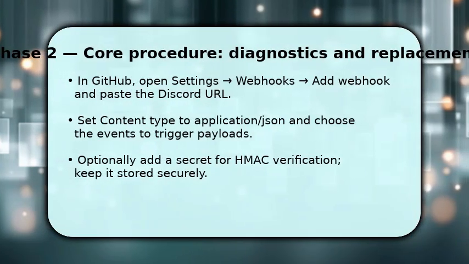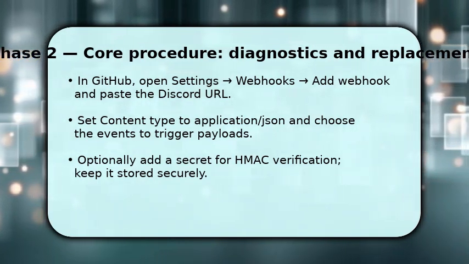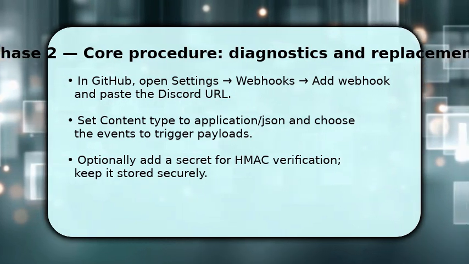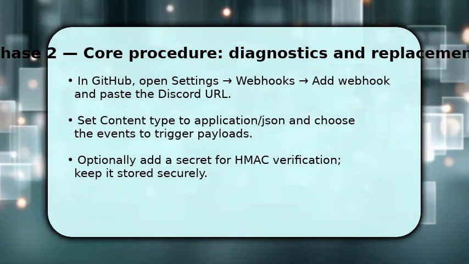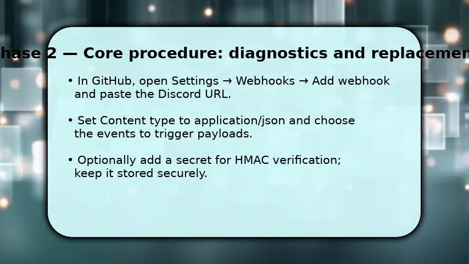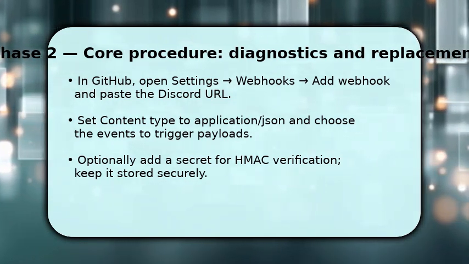In GitHub, create the webhook by pasting the Discord webhook URL into Settings, then Webhooks, then Add webhook. Set the content type to application/JSON so Discord receives JSON payloads. Then select either just the push event or let me select individual events, depending on your needs.